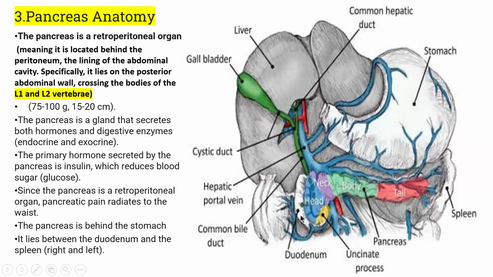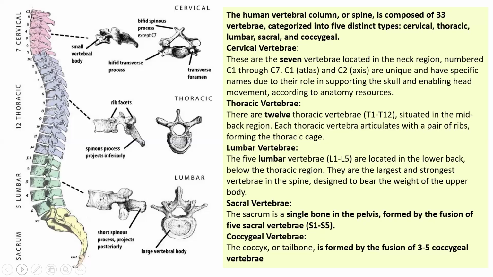The duodenum is the first part of the small intestine, which is lying near the pancreas, and on this side there is the presence of the spleen. So it lies between the duodenum and the spleen, on the right side and the left side.